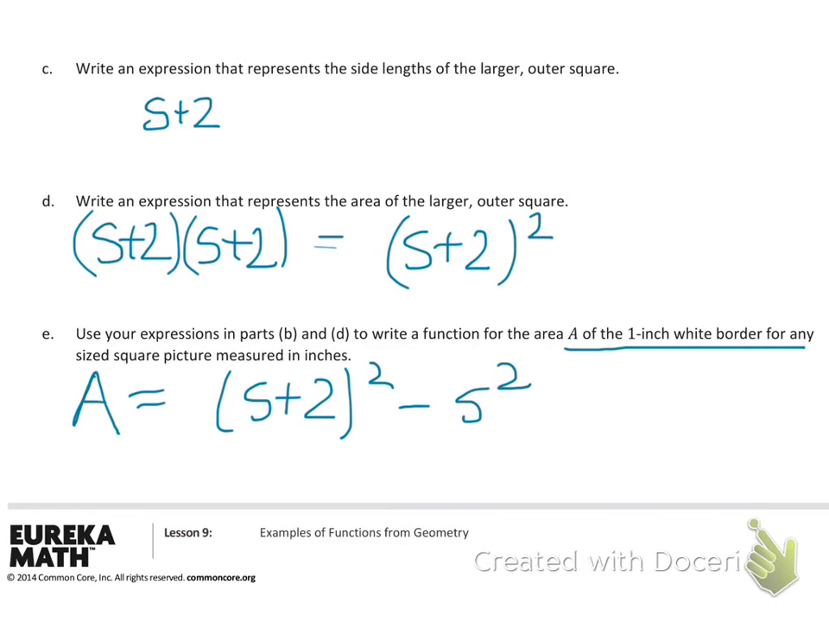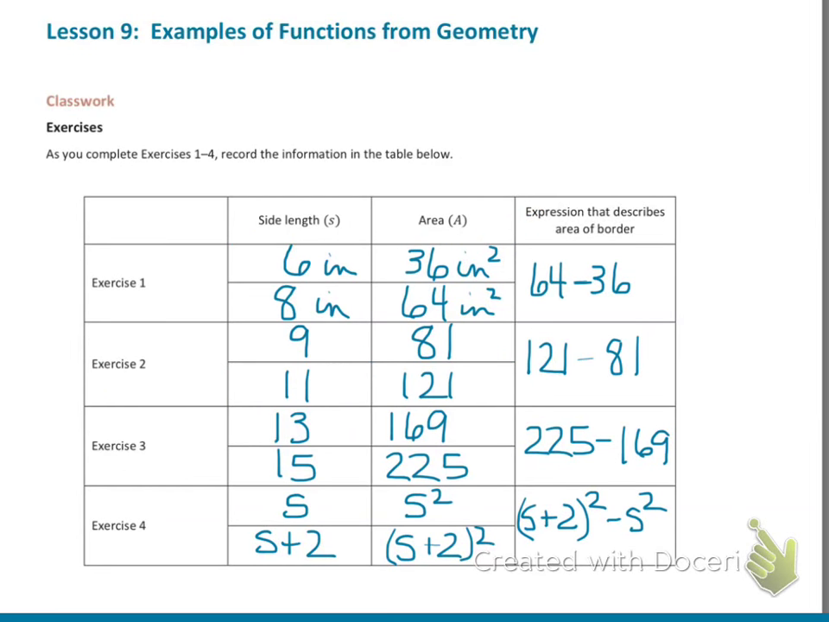So going back to our first page, we can record for exercise 4, which is just the general formulas. So the side length is S, the outer side length is S plus 2. So here are the areas, (S plus 2) squared, S squared, and (S plus 2) squared minus S squared is the expression that describes the area of the border. Okay, so we can see here if S is 6, S plus 2 is 8. If S is 9, it's 11, 13, 15.